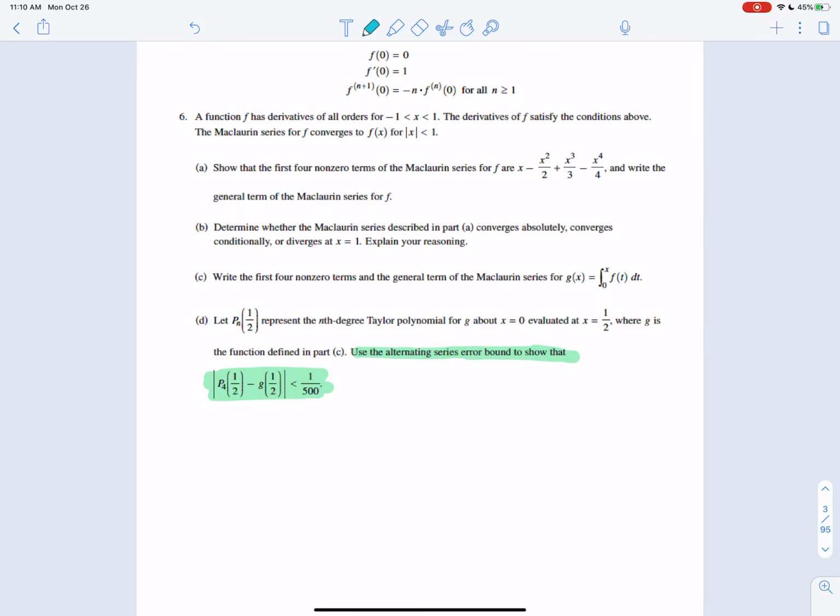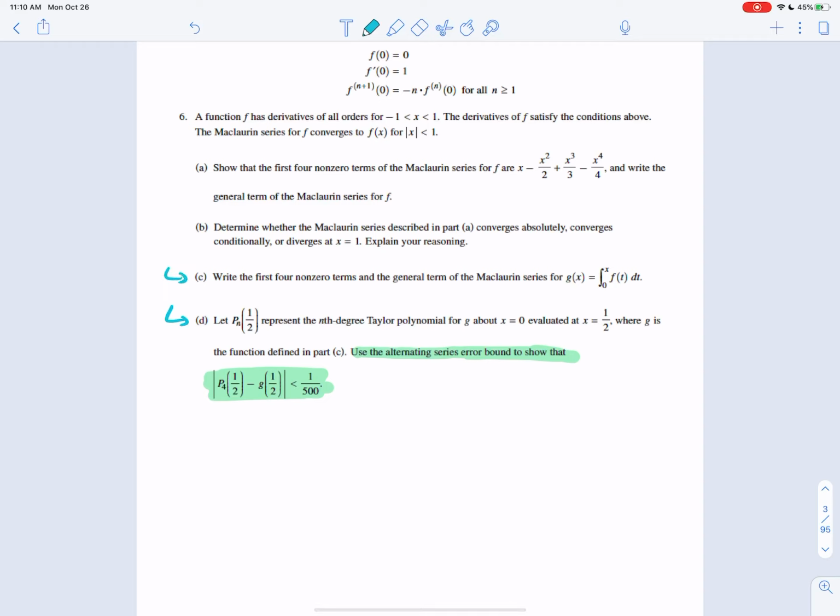So use the alternating series error bound to show that P sub 4 of 1/2 minus G of 1/2 is less than 1 over 500. There's a lot of notation, and people can tend to get caught up in that, okay? All right, so let's read the whole thing. Part D, let P sub n of 1/2 represent the nth degree Taylor polynomial for G about x equals 0, evaluated at 1/2, where G is the function found in part C.